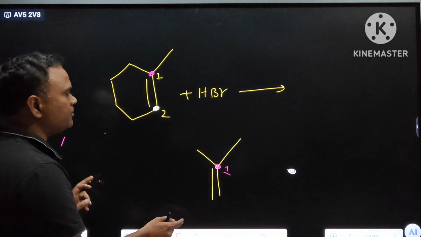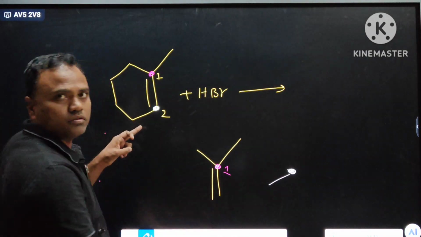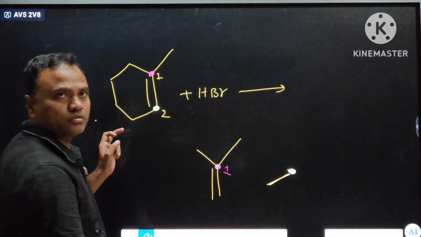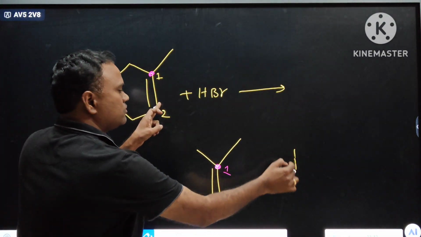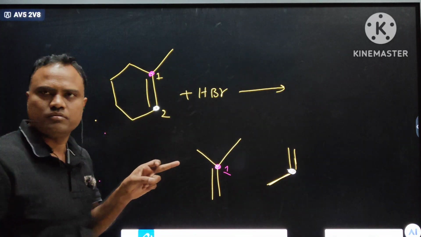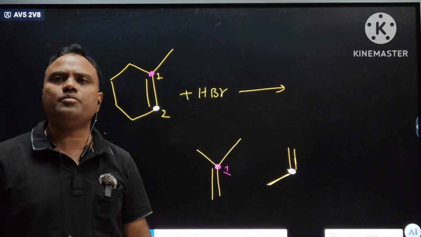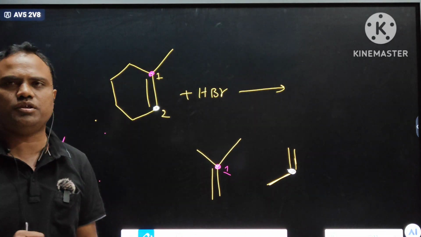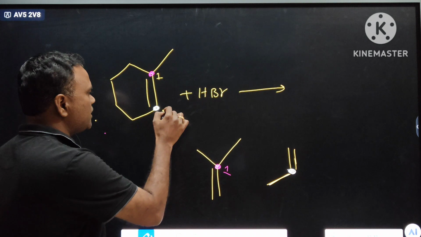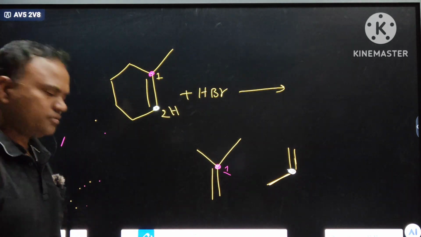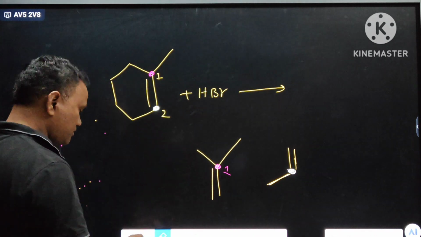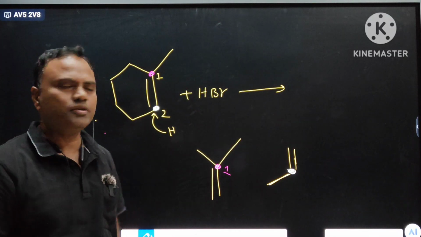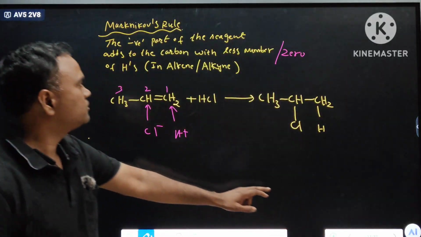Next, the second one. Around the second carbon, how many bonds are present? 1, 2, 3. Around this carbon, 3 bonds are present, but carbon valence is 4. So you have to imagine one hydrogen there. Don't consider it as 2 hydrogens. 1 hydrogen is present at this carbon. Clear? Right. Now what is the rule? Once go back.